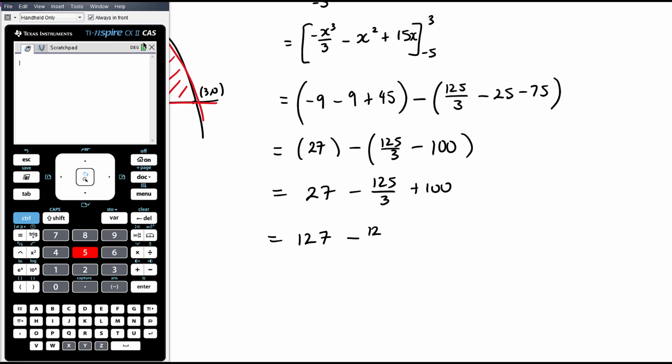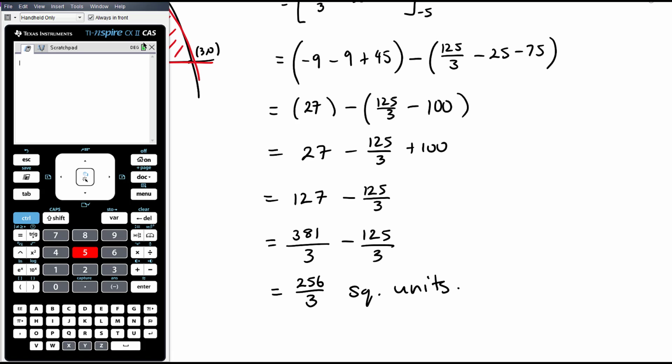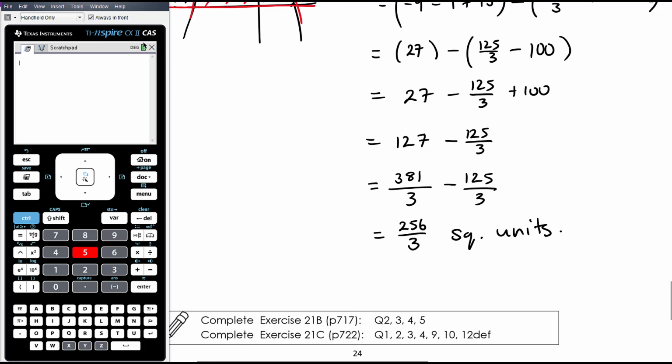minus 125 on 3. We're going to need a common denominator to put those together, so we need to work out what 3 times 127 is. 3 times 100 is 300, 3 times 20 is 60, 3 times 7 is 21, so it'll be 381 minus 125 over 3. Alright, so let's just think about 381 minus 125, which would be 256, so it'll be 256 over 3 square units. Okay, and so our area is 256 over 3.